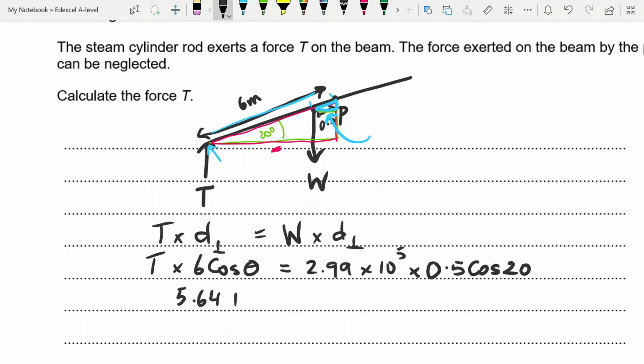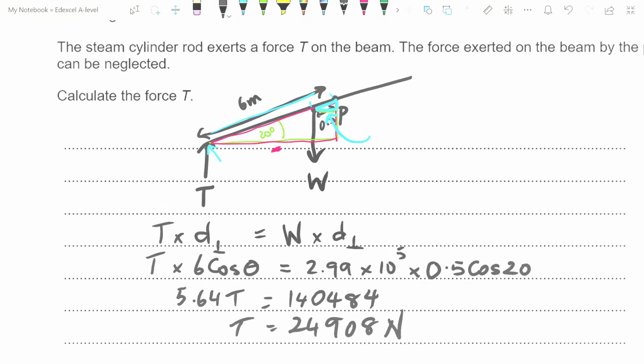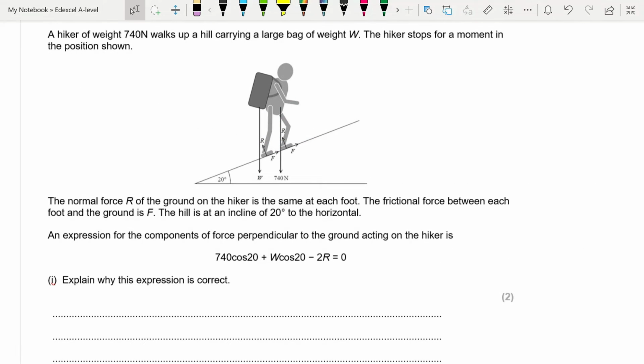5.64 T is equal to, if you multiply all of that out, you get 140,484, giving us a T of 24,908 newtons. Our next question is a little bit of forces on a slope combined with a little bit of moments. So we have a hiker here. These tend to be students' least favorite questions because they always get the triangles they should use confused with this.